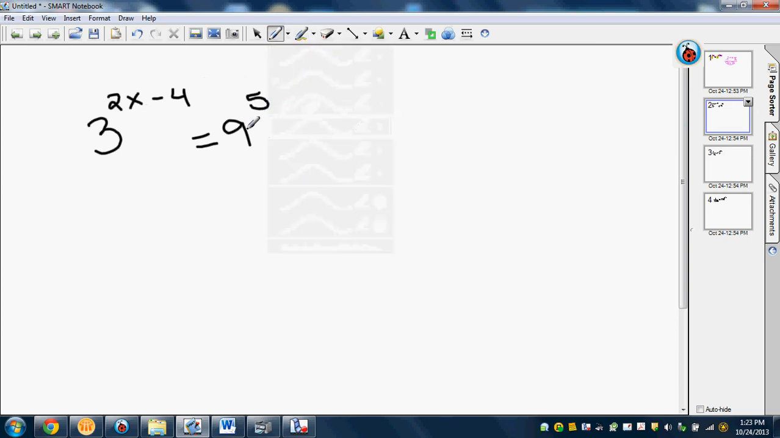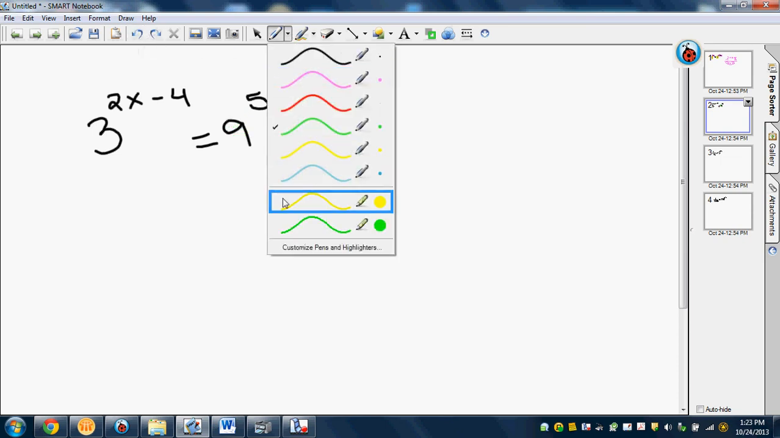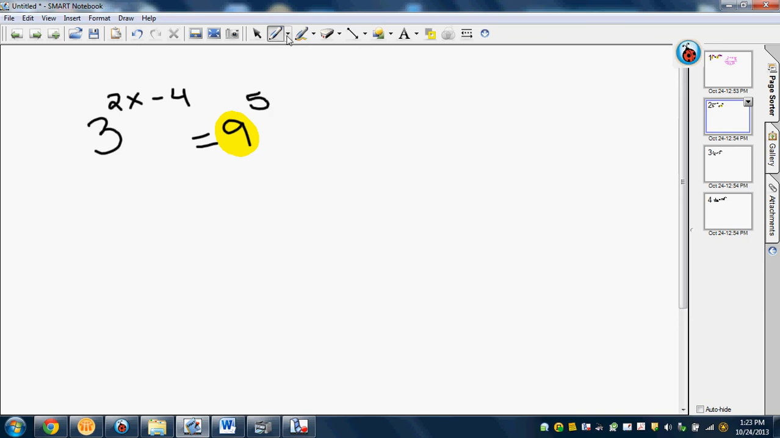So what I can do here is I notice that I can rewrite 9. I'm going to rewrite 9 as 3 squared. But I can't forget about this 5 that's here. So I'm going to put this 5 in parentheses because I need to bring that 5 down. And then I have over here to the left 3 to the power of 2x minus 4, and all of that is equal to 3 to the power of 2 times 5.